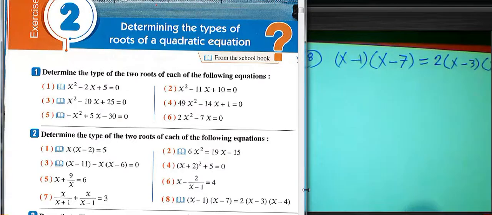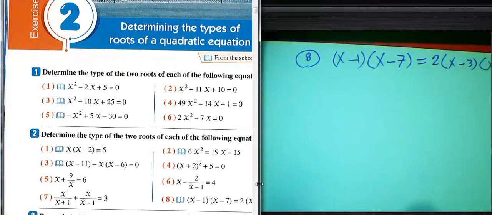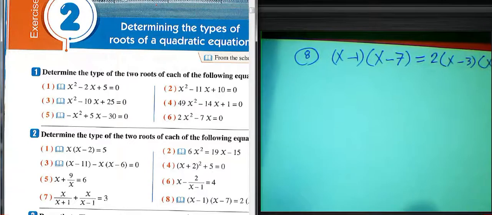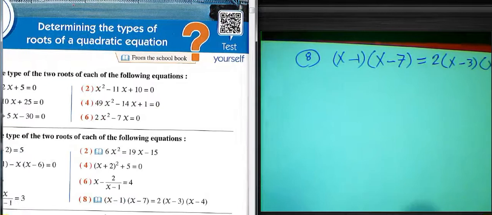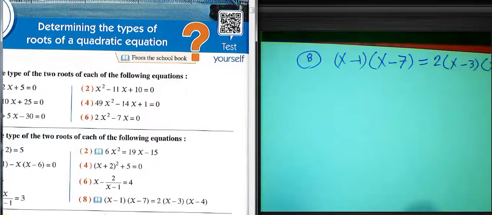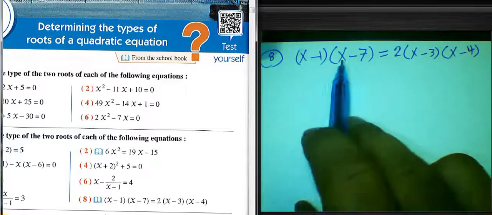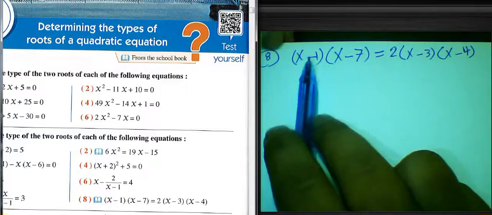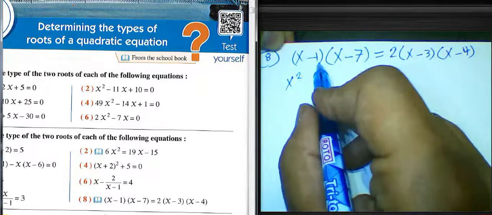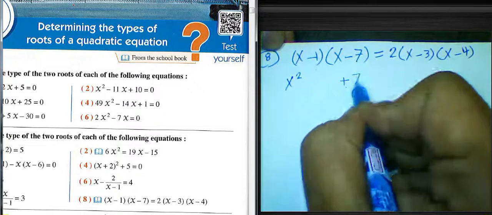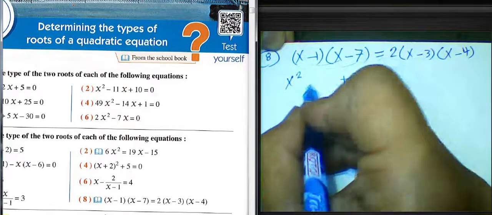Who can solve it? Look with me here in this example. Is it clear with you? This example is from the book. Who can solve it? First we must find the result of this. x times x power 2, negative 1 times negative 7 plus 7, negative 7x and negative x equal negative 8x.